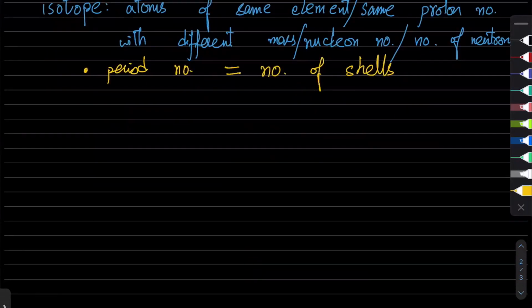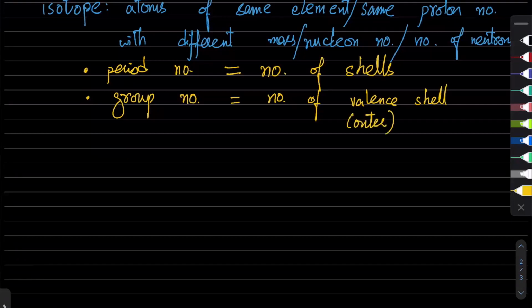Similarly, the group number, which is the column, the top to bottom thing, is equal to the number of valence shell electrons. Okay, so valence shell is the outer shell. So that's going to be the same. Okay, so that's the second kind of question that you get in this chapter.